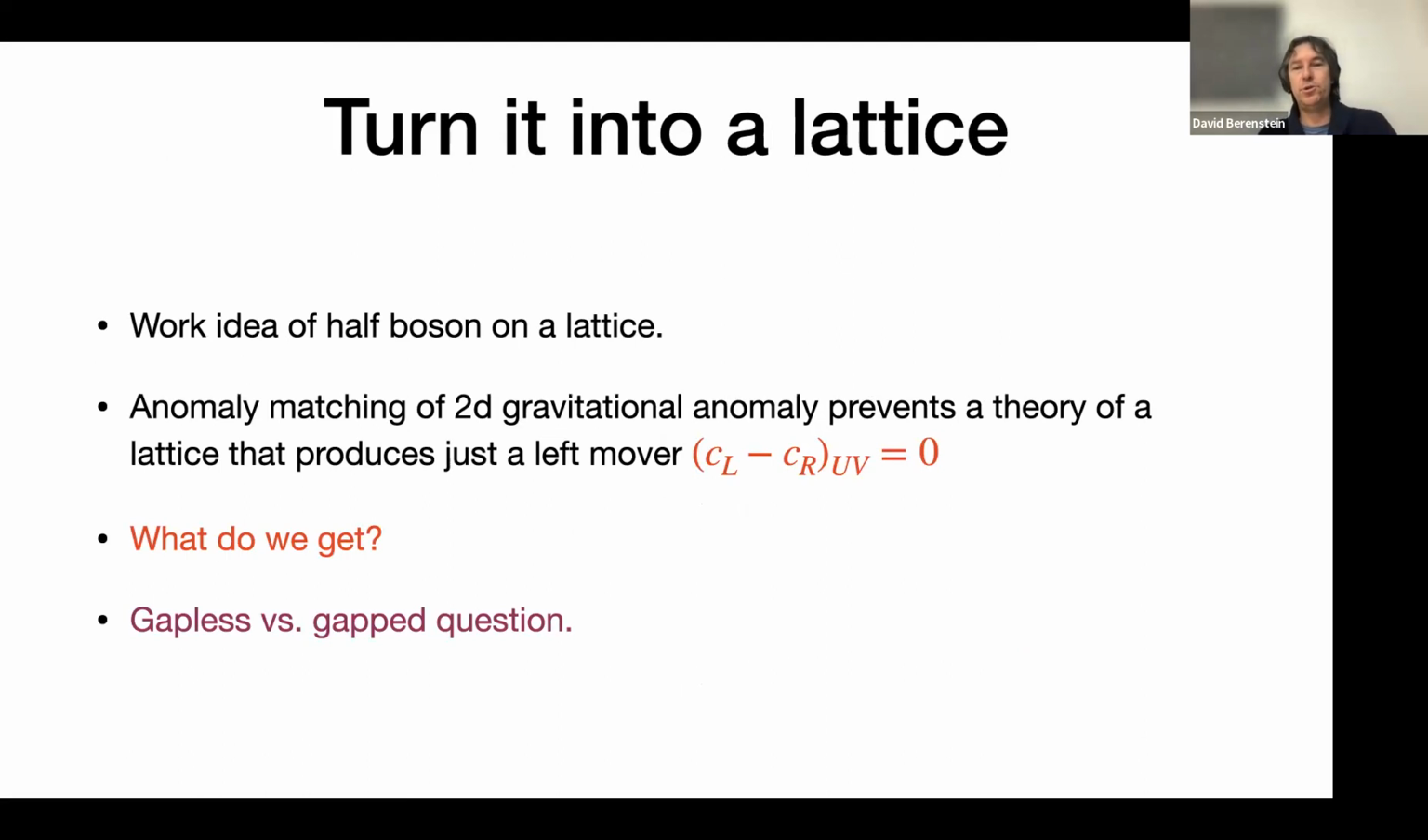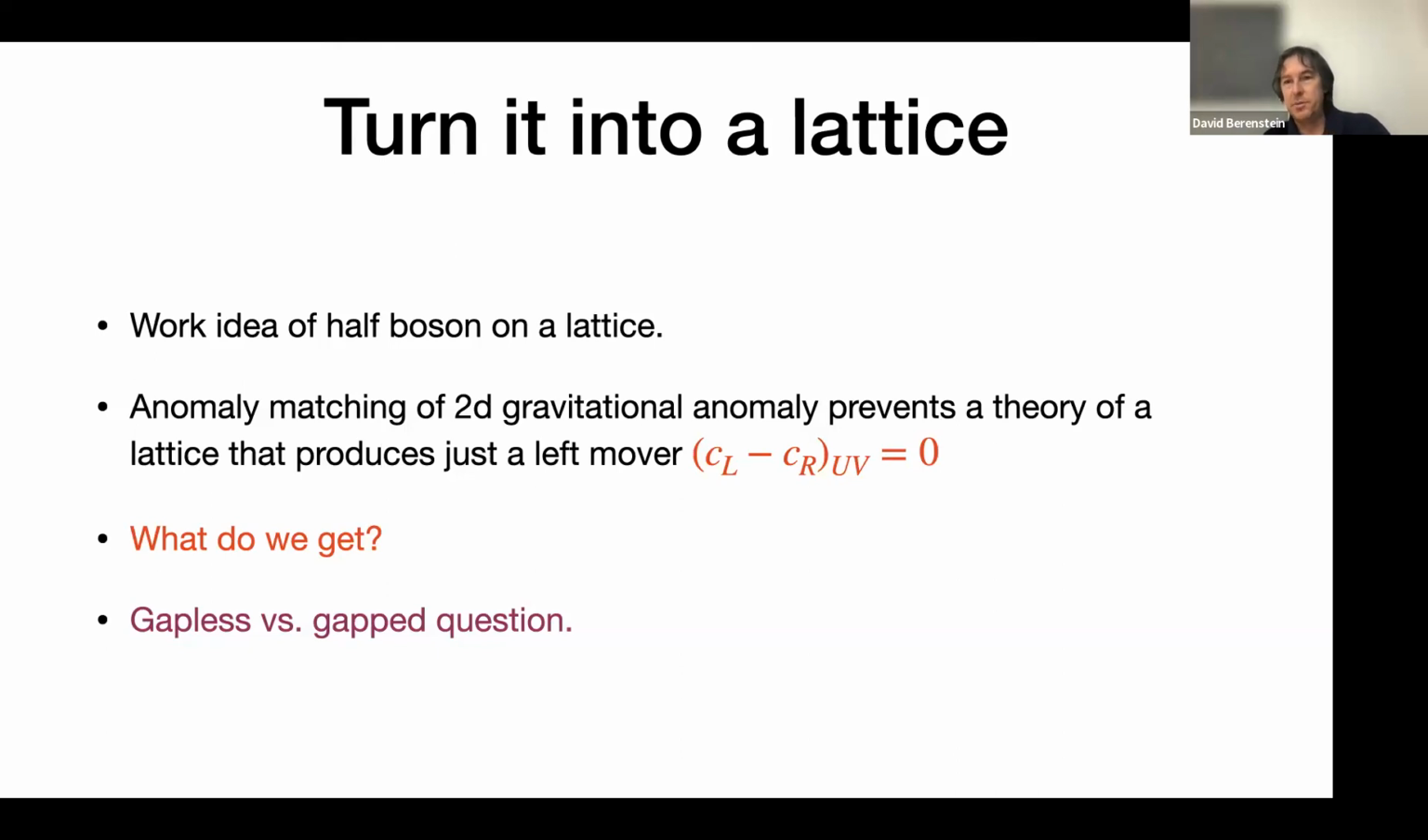So I want to do the same, but in a lattice theory. If I try to do the same, the anomaly matching of 2D gravitational anomaly prevents me from doing a theory of just a left mover, because in the UV, I have that the left central charge and the right central charge vanish, mostly because when you're on a lattice, there's no infinitely far away UV. So the theory starts anomaly free in the UV.